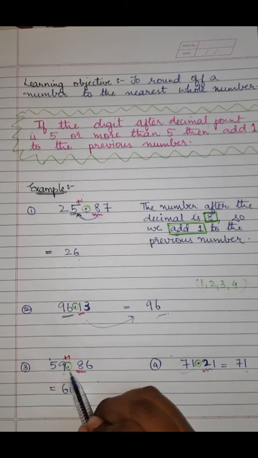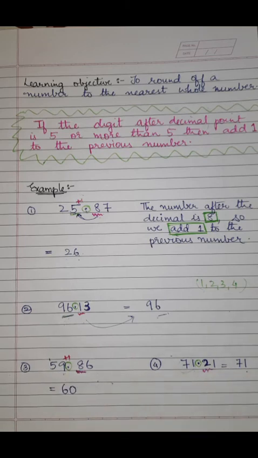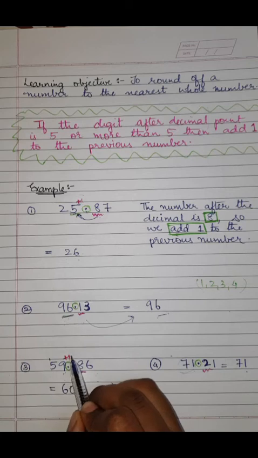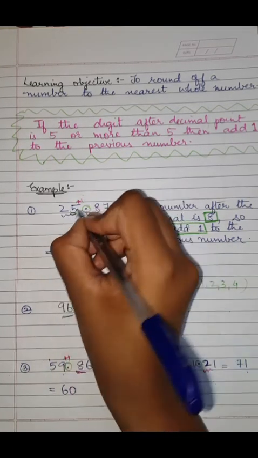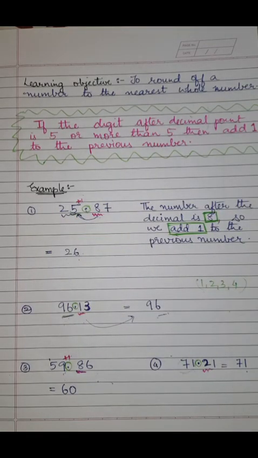Here you have 59.86. Again you have after the decimal 8. And 8 is clearly greater than 5. So you will add 1 to the previous number. So you have 59 plus 1 which is 60. It is as easy as that. Okay, now what you do is you go ahead with the method where you're just adding 1 to this whole number. So you have 25, just add 1 to 25 which is 26. You have 59, just add 1 to 59 which makes it 60. So it is just as easy as that.